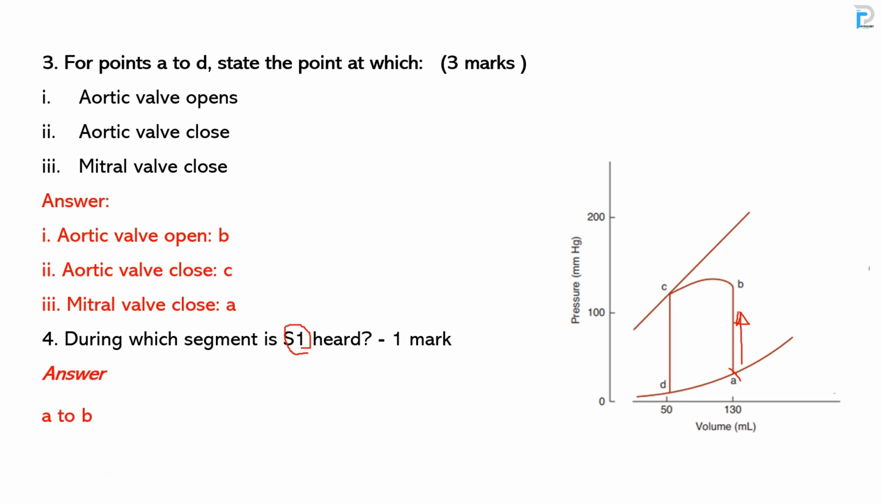Just a quick addition here: we normally have two heart sounds, the first and the second. The first heart sound is heard during the isovolumetric contraction phase, and S2 is heard during the isovolumetric ventricular relaxation phase. S1 is heard because of the sudden closure of the AV valves, and S2 is heard because of the sudden closure of the semilunar valves.